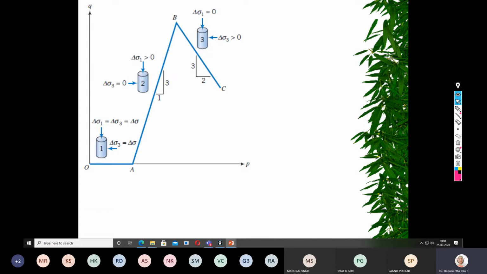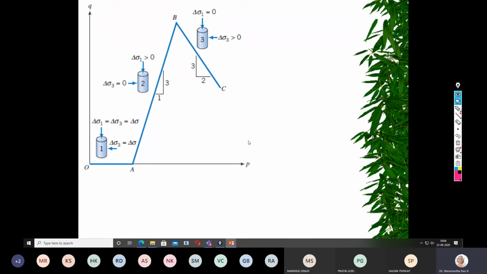Okay. So let me explain the stress path a little bit more with small examples. I have taken another case here to demonstrate what exactly is happening. When you are increasing or decreasing the stress variance, that is sigma 1 and sigma 3, this is a stress path diagram drawn between P versus Q.